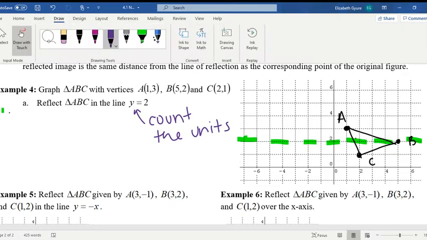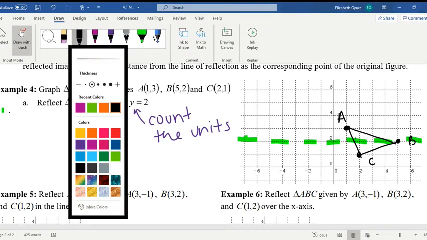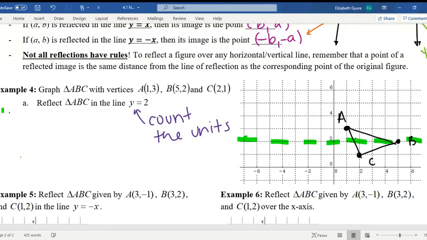Let me grab a color we can easily see. Okay. Now I'm going to just go in alphabetical order here. If you take a look at A, isn't A 1 unit above? So where should A prime go? 1 below. Does that kind of make sense? So if you're 1 above, if you're reflecting it, you need to go 1 below. So we're going to go 1 below our line of reflection.